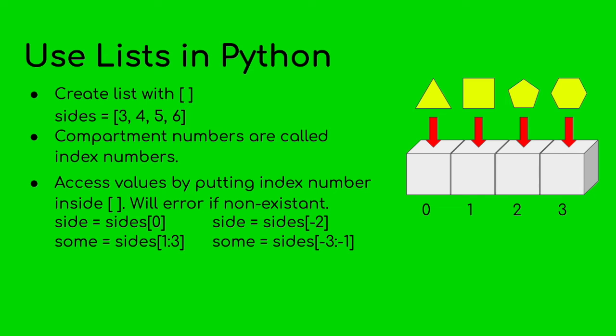You could also put negative ranges inside of the square brackets. So this will be -3 to -1. This is -1, this is -2, this is -3. So it'll be the square and the pentagon.